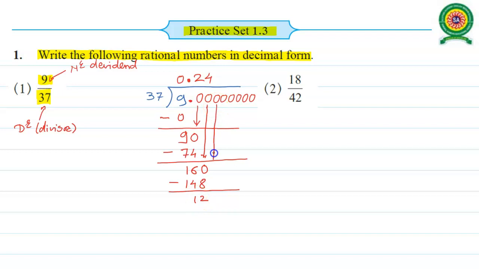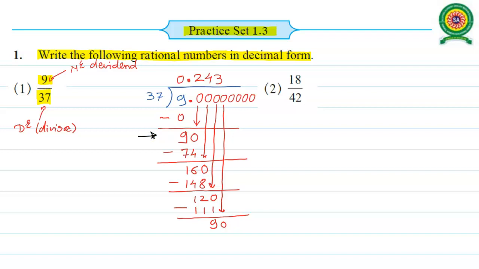The next 0 comes down, now it generates 120. 37 threes are 111. After subtracting 111 from 120, the remainder becomes 9. Now the next 0 comes down, it generates a 90. So look, now we have the remainder 90, same as in the first step of the given division.